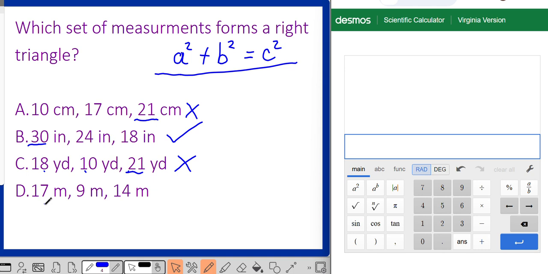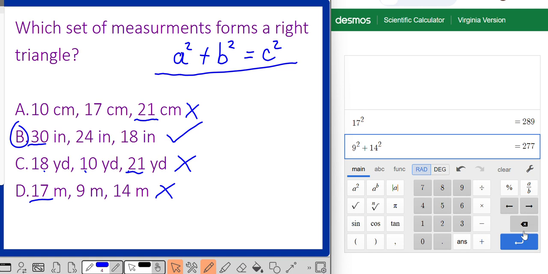Again, on D, 17, 9, and 14. 17 is my largest number, so it is going to be all by itself. Okay? 9 and 14, 9 squared plus 14 squared, we're going to add those together, and they don't match either. 289 and 277, so that's not right either.